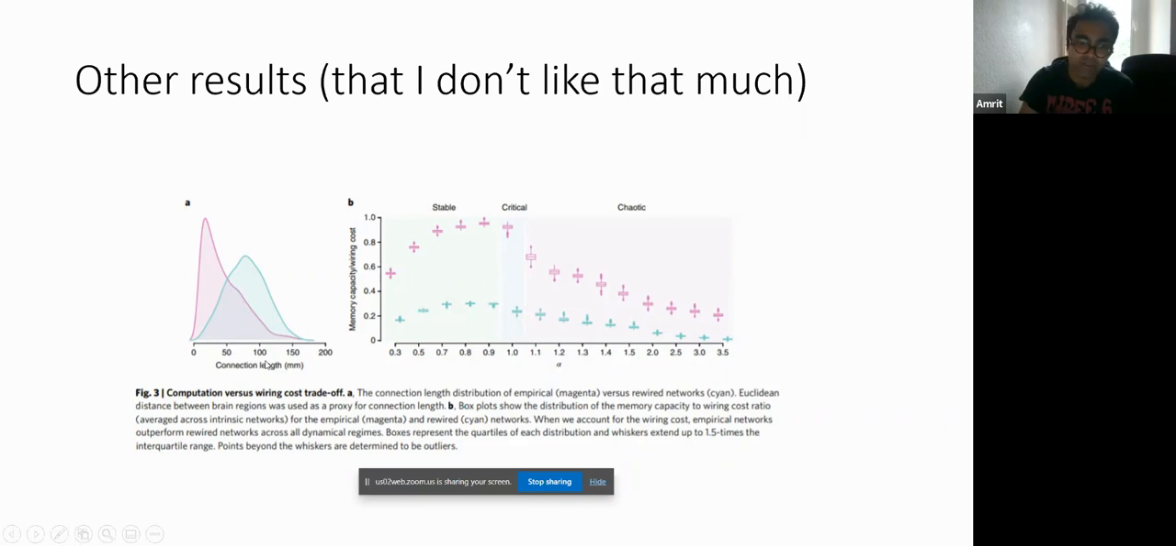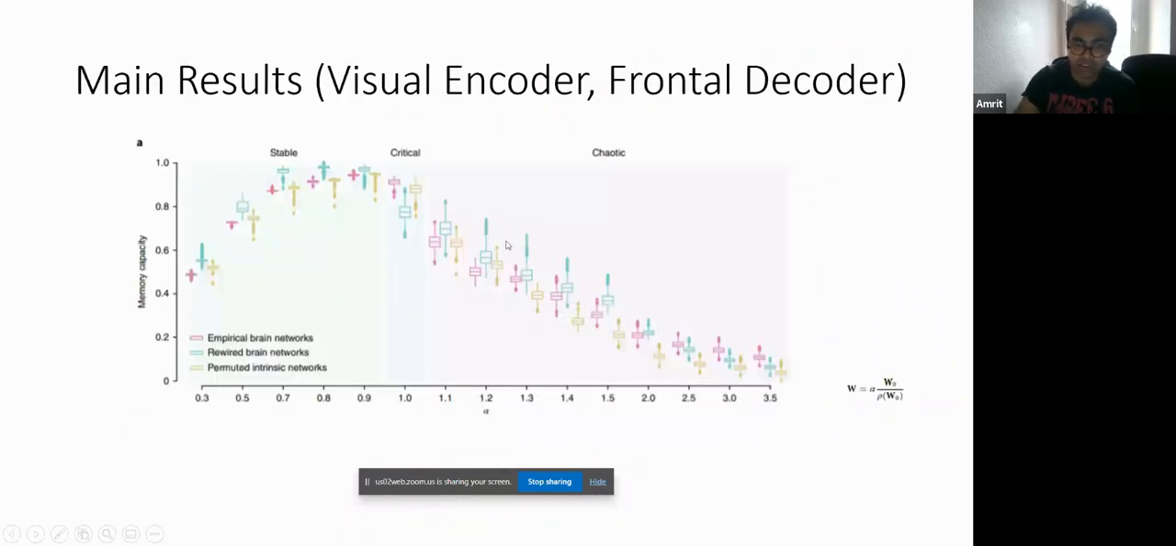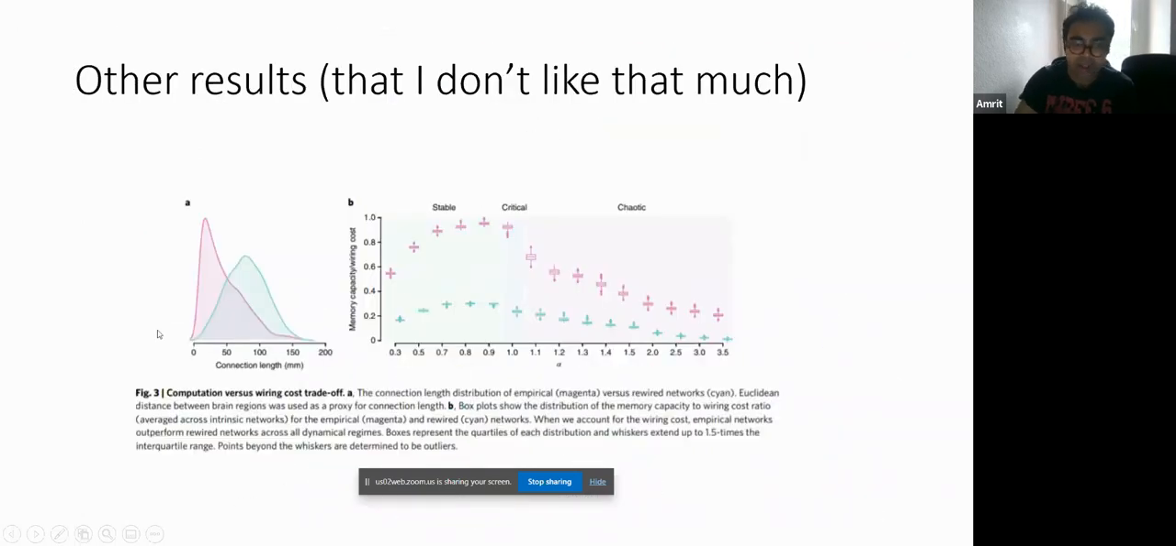And then she showed that if you look at random networks, the memory capacity divided by wiring costs, then you get a massive difference. And this is different than in this one, where they're almost identical. But if you divide by the wiring cost, which was obviously going to be way worse for the random network, then you can see a much bigger difference.